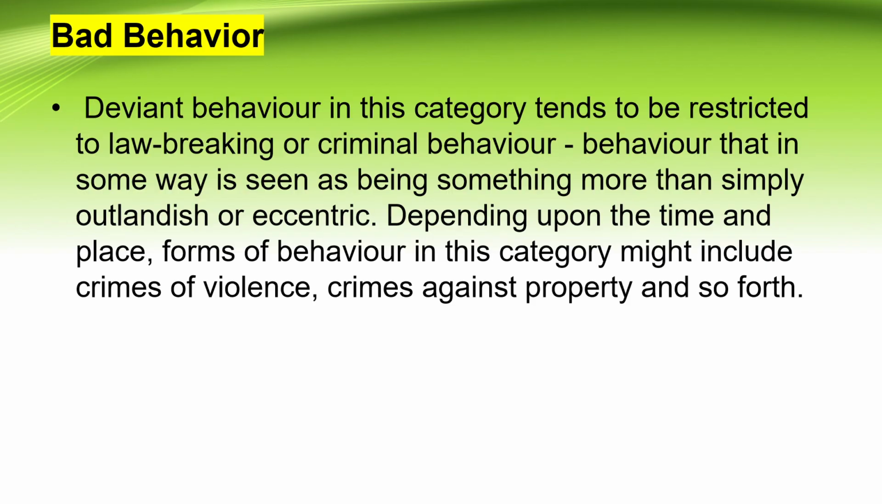Next, bad behavior. Deviant behavior in this category tends to be restricted to law-breaking or criminal behavior. So more likely on criminal acts, criminal behavior, and so on. These are behaviors that in some way are seen as being something more than simply outlandish or eccentric. Depending upon the time and place, forms of behavior in this category might include crimes of violence, crimes against property, and so forth. So these are more formal types of deviance.